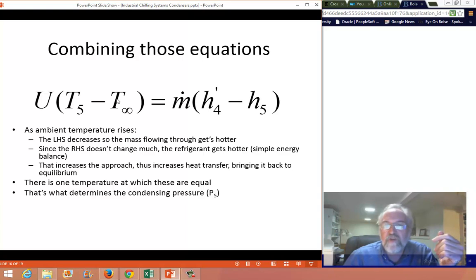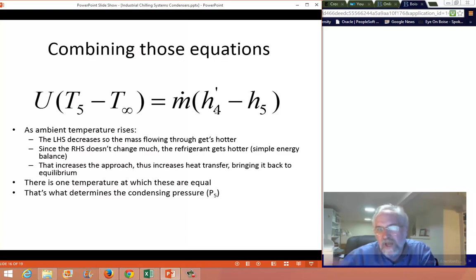So T infinity goes up. Well, what happens? This delta T then gets smaller. If all else stays the same, then the amount of heat transfer goes down. That means this has to change too. Okay, if the amount of heat transfer goes down. So let's say this is staying constant.